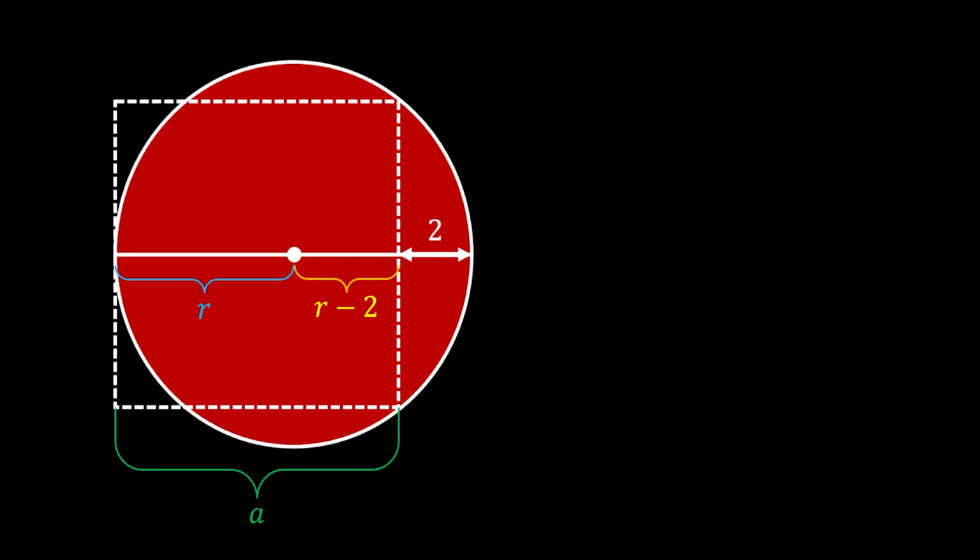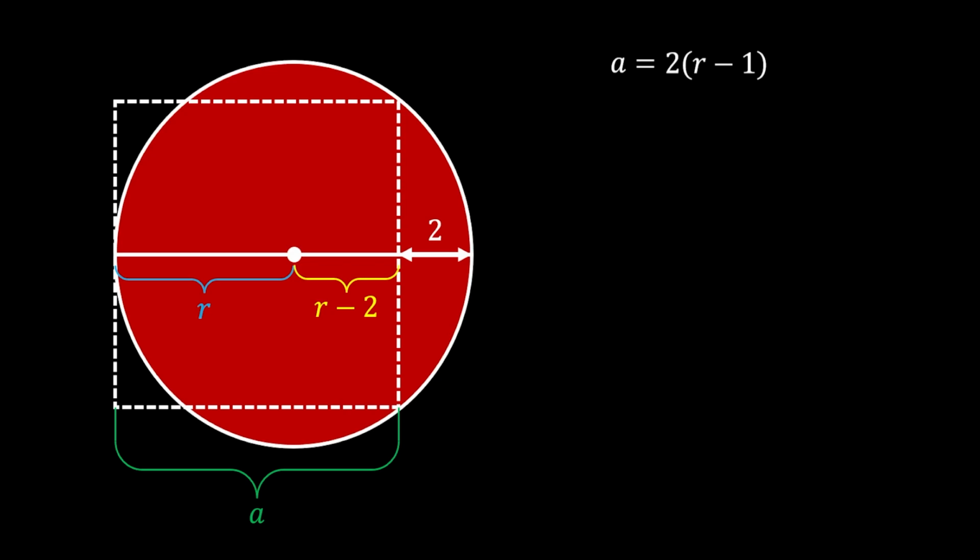Now we can use this to form our first equation. We can see that the side of the square a must be equal to the sum of the radius of our circle and this yellow segment of r minus 2. So that means that a must be equal to 2r minus 2, and we can see that 2 is a common factor, so we can simplify this as 2 times r minus 1. This would be our first equation.